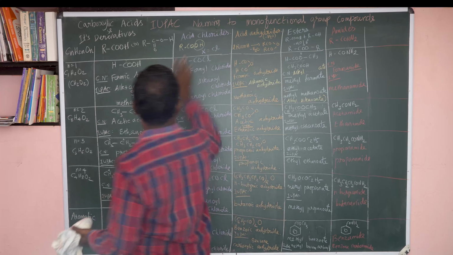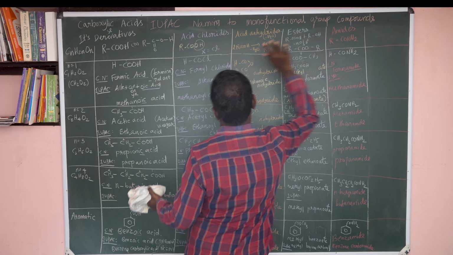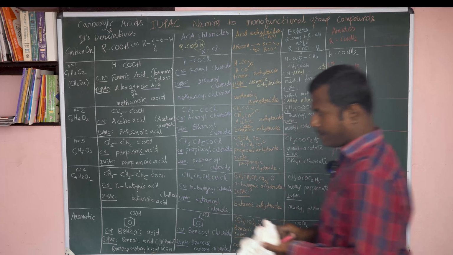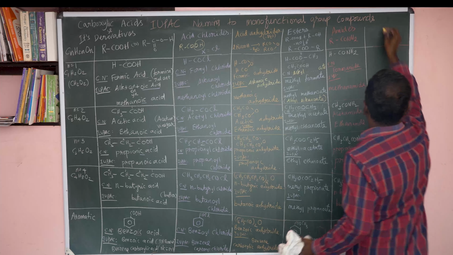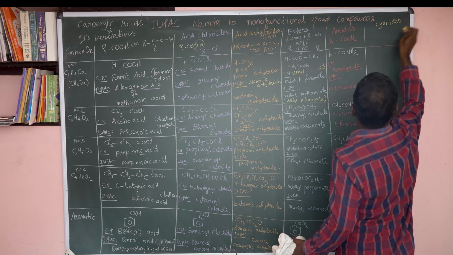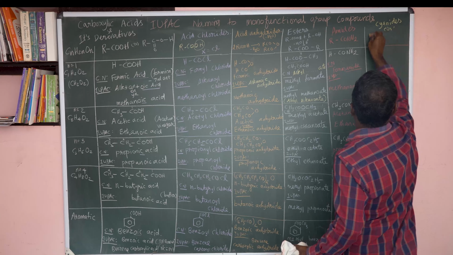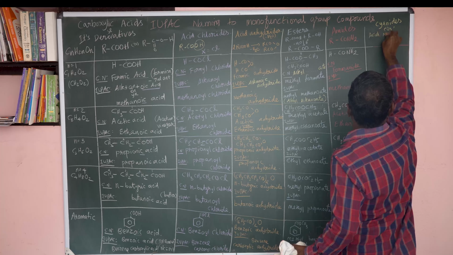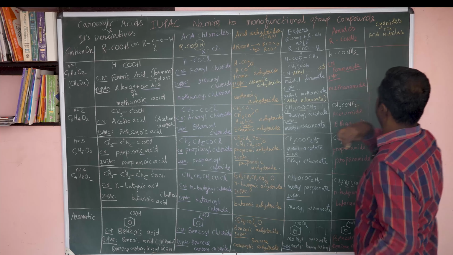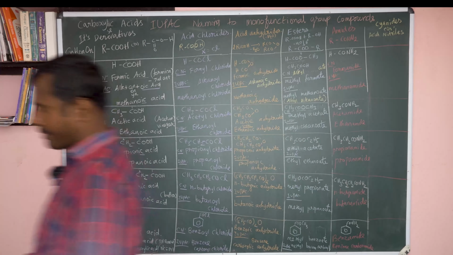So these are all acid derivatives that are formed from carboxylic acids. The last acid derivative we are going to see is cyanides. Cyanides are otherwise called acid nitriles, or simply nitriles.